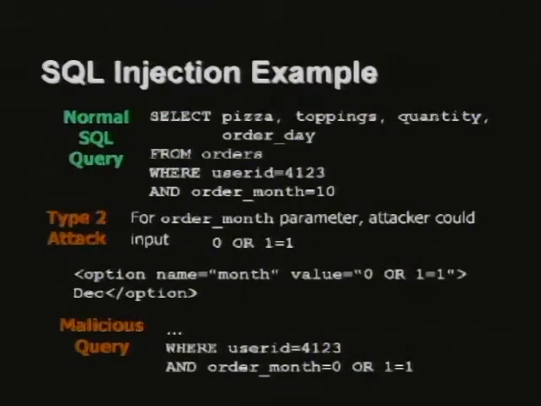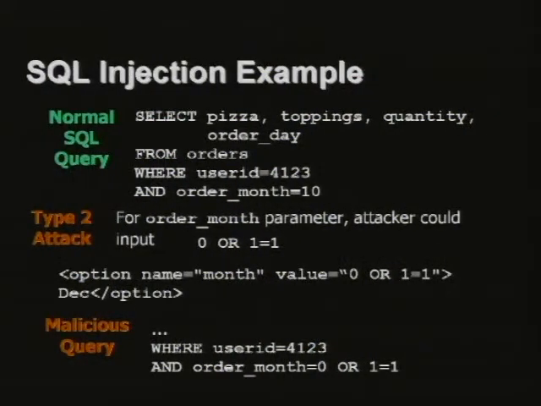quantity, and the order day from the orders table, where the user ID equals the user ID corresponding to the user that logged in, and the order month equals 10, if, say, the user wanted to see what pizzas were ordered in the month of October.